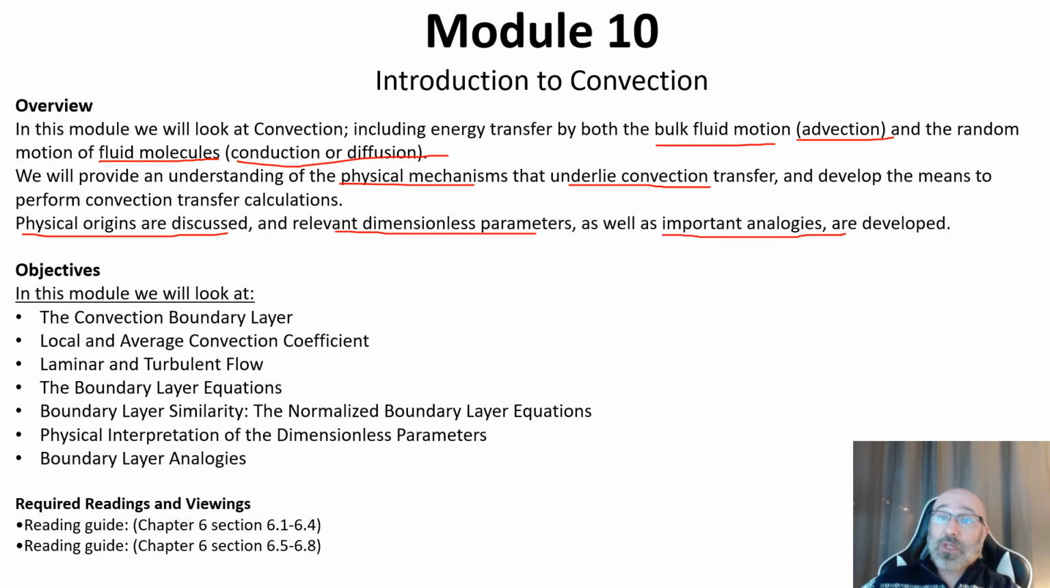The objectives within this Module 10: we're going to take a look at the convection boundary layer, discuss the local and average convection coefficient, look at laminar and turbulent flow, talk about the boundary layer equations, and get into boundary layer similarity. We'll discuss the normalized boundary layer equations, the physical interpretation of the dimensionless parameters, as well as the boundary layer analogies.